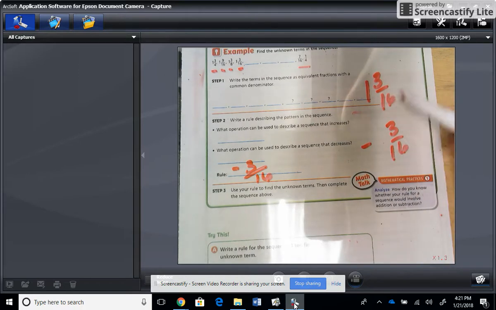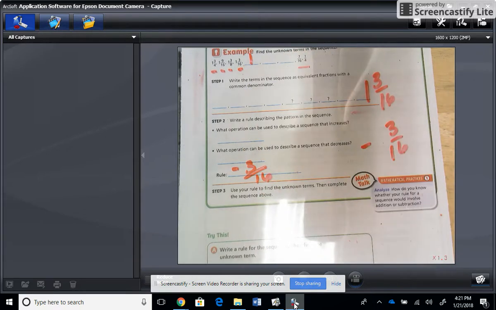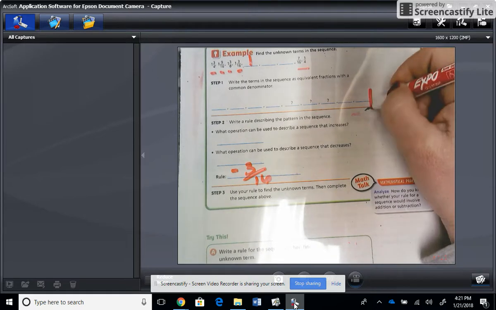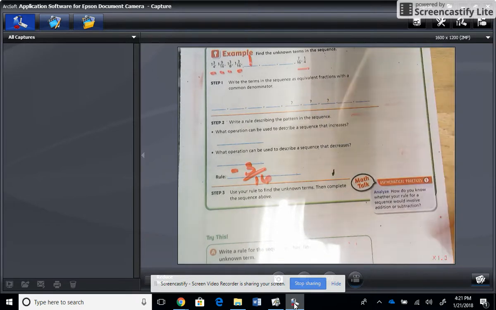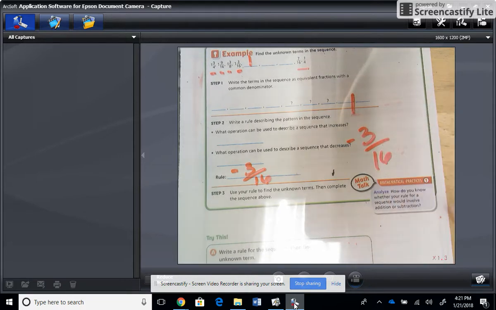And that's not too tough. 3 16ths take away 3 16ths is 1 whole. That's all I have left. So that one was easy. But now I have 1 whole. I have 1 whole subtracted by 3 16ths.